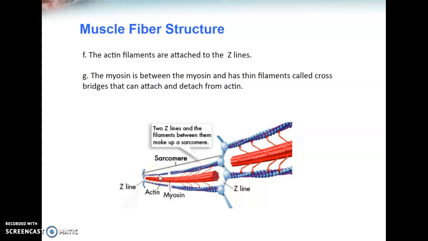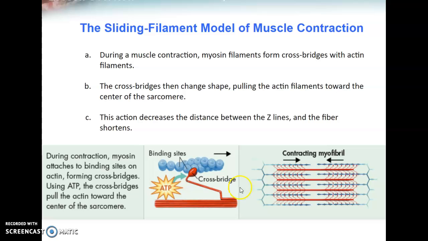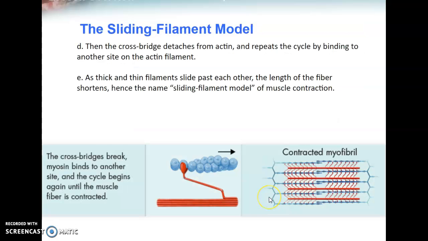Those little tiny pieces are called cross bridges. And those cross bridges can attach and detach from the actin. So they can grab the actin and they can let it go. Here those cross bridges are shown in a little bit bigger detail, kind of like oars on a rowboat or something. Now, let's talk about the physiology of it. What's going on that makes this muscle contract?